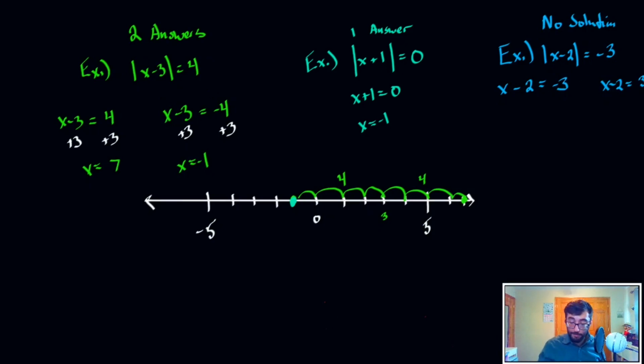Let's go ahead and solve these. We would add 2 to each side, or I would assume I do this. And I would get x is equal to -1.